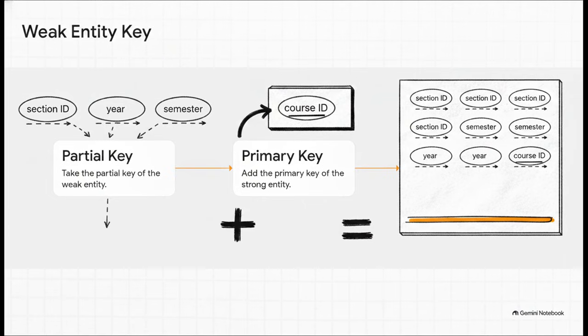It uses a really clever 3-step formula. First, it takes its own partial key. These are attributes like a section ID, year, or semester, which are underlined with a dashed line in your diagrams. Second, it adds the primary key borrowed from its identifying strong entity, like a course ID. And the result? When you combine those two pieces, the weak entity finally gets its full, unique primary key.